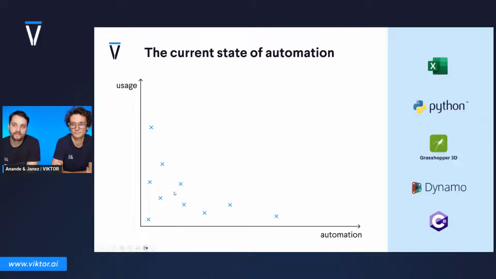It's kind of scattered. On one side, you see tools that are very advanced, that can automate a lot, but they also tend to be the more complicated tools. So it could be a very big Python script or a very complicated spaghetti monster in Grasshopper. On the other side, you have tools that are very easy to use. It could be a very simple Excel sheet to calculate maybe the bending stress of a beam, just to give an example. They're very simple to use, but they don't add that much value because they don't automate a lot.